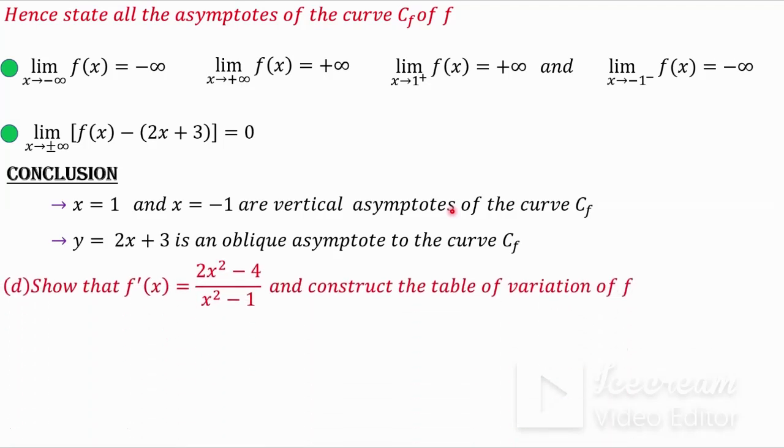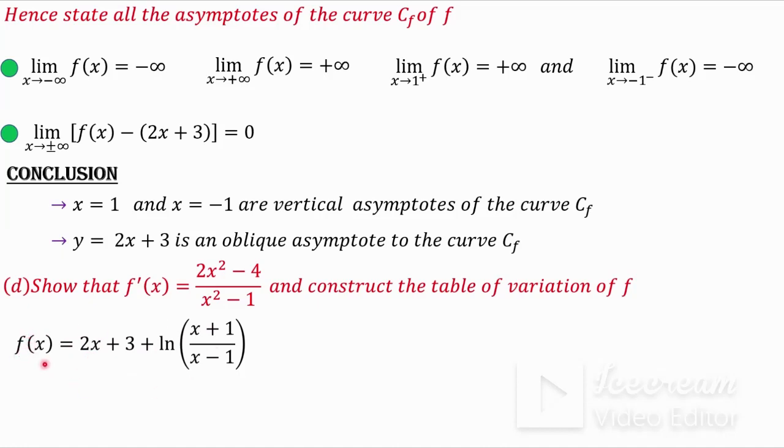So in the next part of the question, we are asked to show that f prime of x equals 2x squared minus 4 divided by x squared minus 1, and construct the table of variation of f. We know that f of x equals 2x plus 3 plus ln of x plus 1 divided by x minus 1. So we have to differentiate this function.